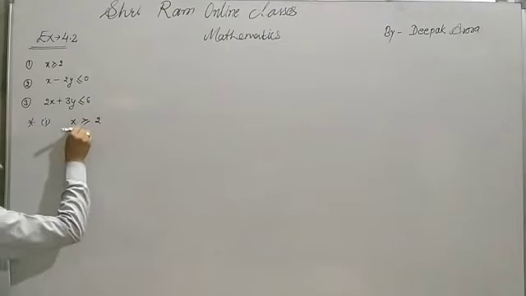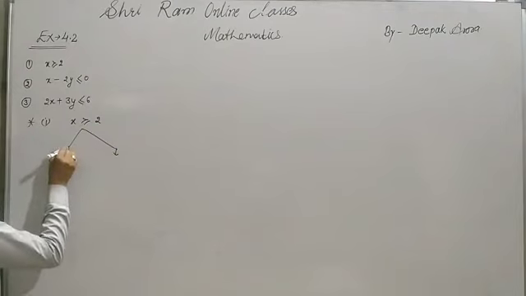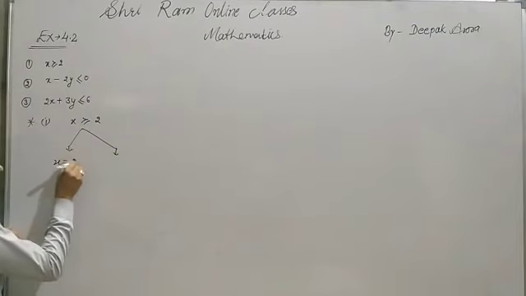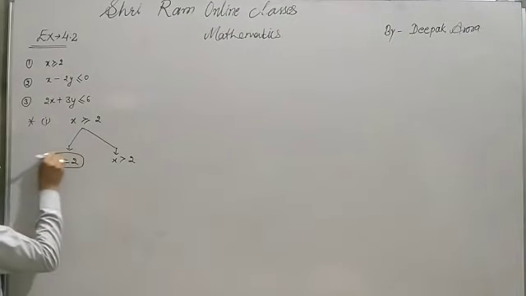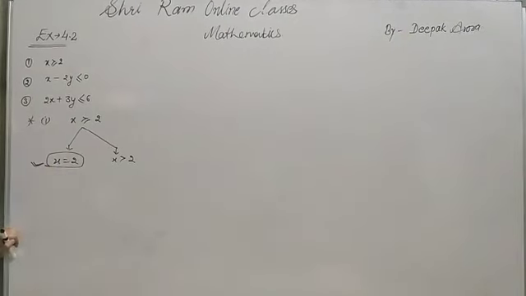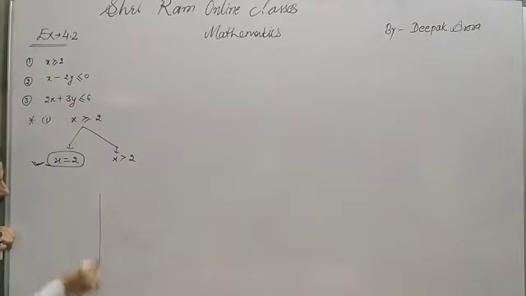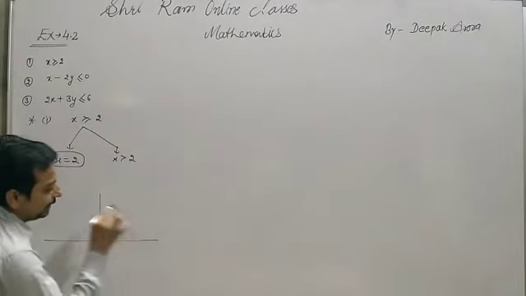Now the inequality has two parts. The first part will be x equal to 2 and the second part is x is greater than 2. We have to draw the line for x equal to 2. So first of all we have to draw the line for x equal to 2.